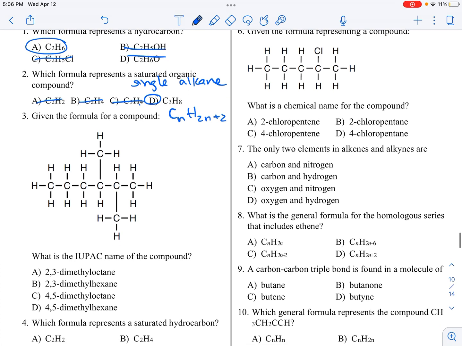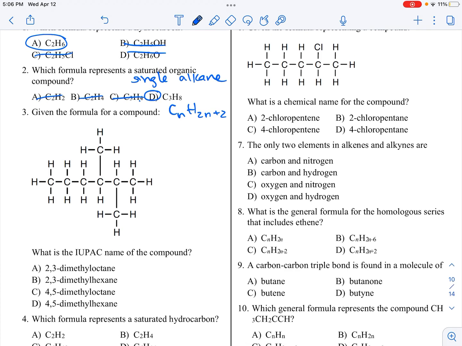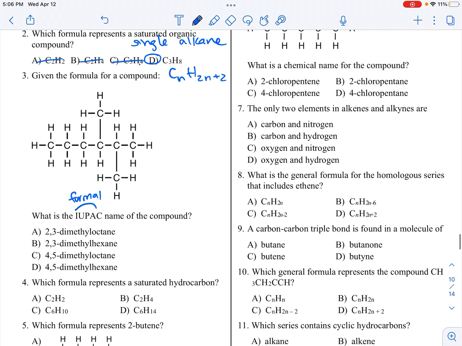This is doubled and then add 2. Choice D. What is the IUPAC name of this compound? So don't be afraid of IUPAC. This just means the formal name, the official name, not a common name. So let's first find our longest continuous parent chain. 1, 2, 3, 4, 5, 6 looks good. So that's going to be hexane, all single bonds. So it's not going to be octane. It's not going to be that one.